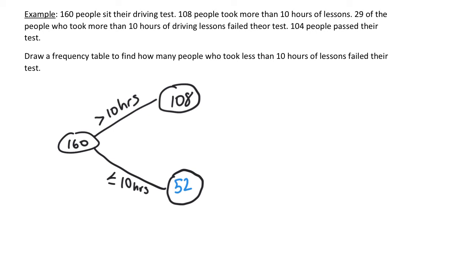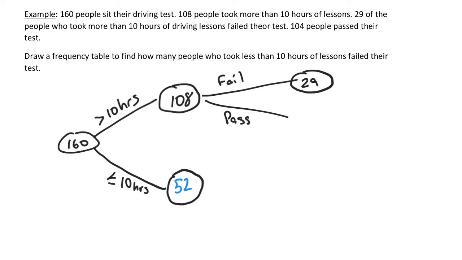Now, 29 of the people who took more than 10 hours failed their theory test. So we'll put fail, and then the other option would be pass. So that was 29 people failed. So 29 out of the 108 failed. So if we do 108, take away 29, we get 79. So that means that 79 people who had more than 10 hours passed.